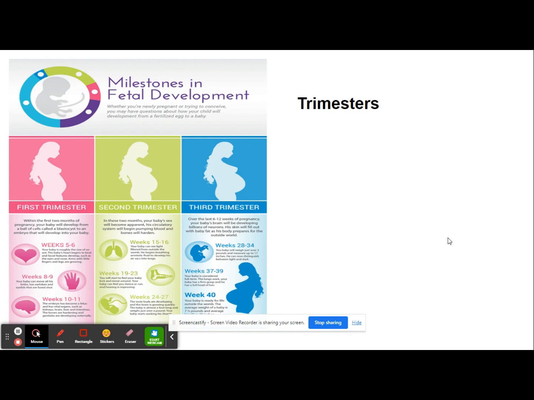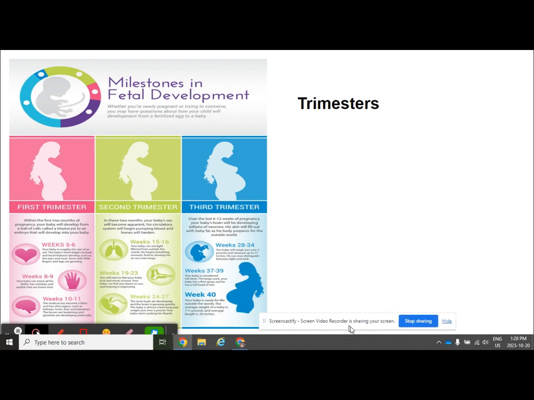Third trimester. Over the next 6 to 12 weeks of pregnancy, the baby's brain will be developing billions of neurons. The skin will fill out with baby fat as the body prepares for life outside the womb. Weeks 28 to 34, the baby will weigh just over 3 pounds and measure about 17 inches. The baby can now distinguish between light and dark. At 37 to 39 weeks, the baby is considered full term. The lungs will function and the baby has a firm grasp and may have a full head of hair. Week 40, the baby is ready for life outside the womb. The average weight of a baby is 7.5 pounds, and the average length is about 20 inches.